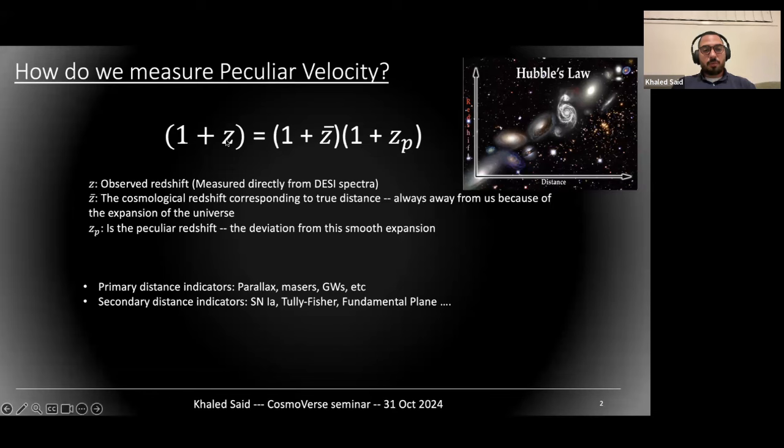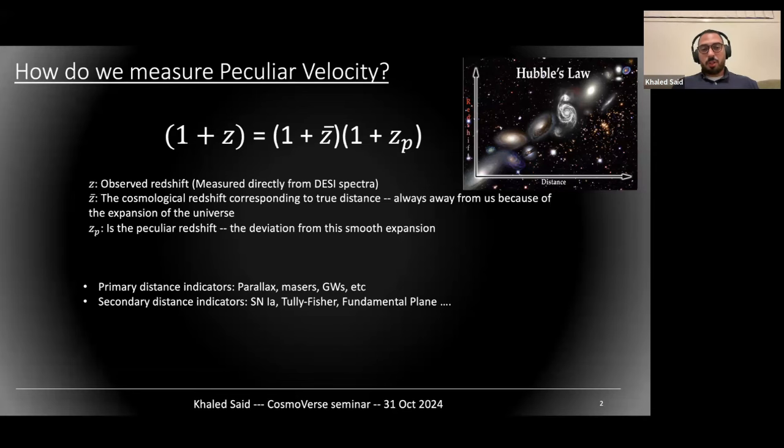Here you see the redshift, and you can divide this redshift into two components: z bar, which is the cosmological redshift corresponding to your true distance, and again, this is always away from us because of the expansion of the universe. And then you have the p, which is your peculiar velocity. And again, this is a deviation from this smooth Hubble expansion.